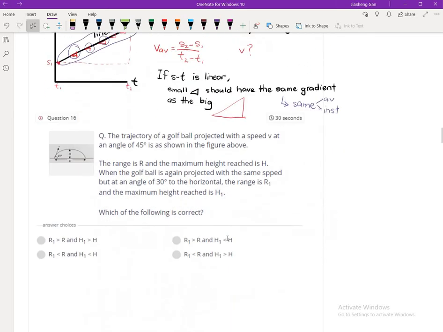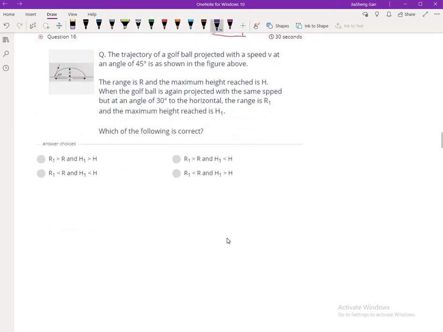So question 16. Question 16, it's a bit complicated. Okay. The trajectory of a golf ball projected at speed v at an angle of 45 degrees as shown in the figure above. The range is r. Okay. The range is here. And the maximum height h, which is here, is h. Okay, when the golf ball is again projected with the same speed at an angle of 30 degrees, the range you get is r1 and the height you get is h1. Okay, so before this you do it at 45 degrees.